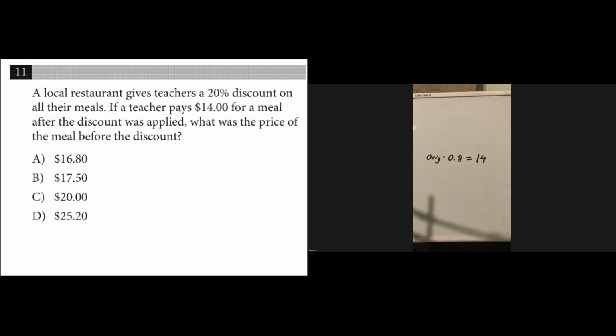Okay, so for this question, we're told that a restaurant gives teachers a 20% discount, and she pays $14 after the discount. What was the price of the meal before? So if it was the original times 1, it would mean that she would pay the original price. If it's original times 0.8, that means that she got a 20% discount because 1 minus 0.2 is 0.8. So original times 0.8 equals 14 because she pays $14. To find the original, we would do 14 divided by 0.8, which would get us 17.5. Remember, we can use our calculators, so use them. 14 divided by 0.8 is 17.5, which is answer B.